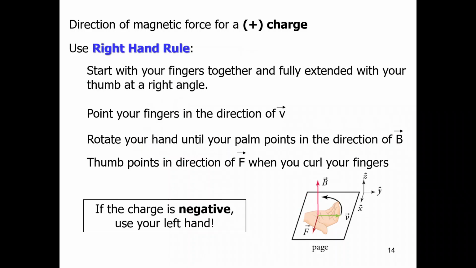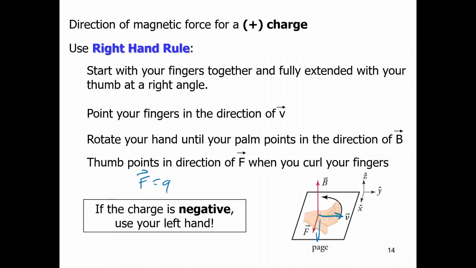So here's a summary of what I just did. For my right-hand rule, I start with my fingers fully together and fully extended, as straight as they can be, with my thumb at a right angle. I point my fingers in the direction of the first vector, in this case V. I rotate my hand until my palm points in the direction of B through the shortest angle of rotation. And then your thumb points in the direction of F. So here they've got velocity to the right, and they've got B coming up out of the page, so the person's hand is facing up towards the ceiling, and then their thumb is pointed down towards the bottom of the page.